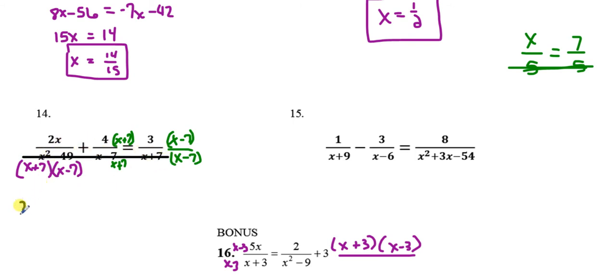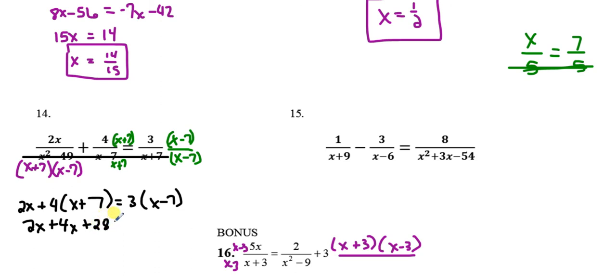So I end up with 2x plus 4 times x plus 7 equals 3 times x minus 7. And once again, everything would be over x plus 7, x minus 7. Now I've got 2x plus 4x plus 28 equals 3x minus 21.